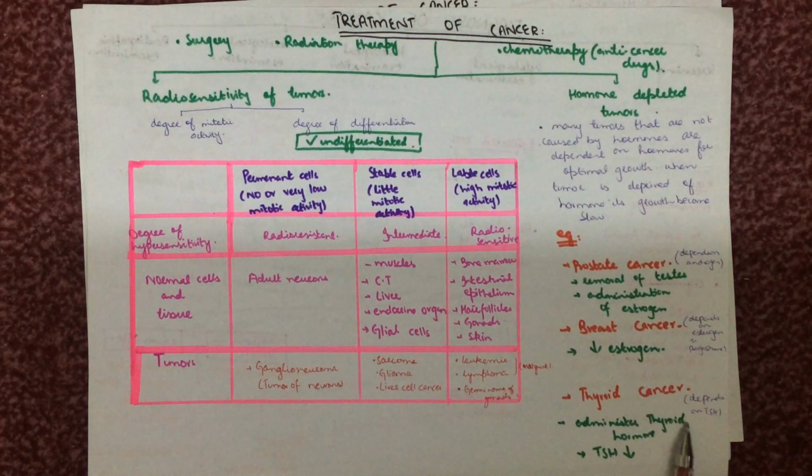And in thyroid cancer, it is dependent on TSH. So administered thyroid hormone that will decrease the level of TSH, and that is the way by which the specific neoplasm of thyroid cancer can be treated. That's all about the treatment of cancer, and this was the last video from chapter Neoplasia.